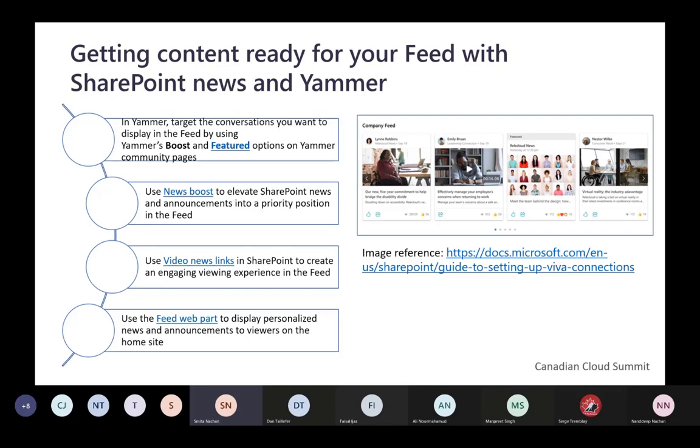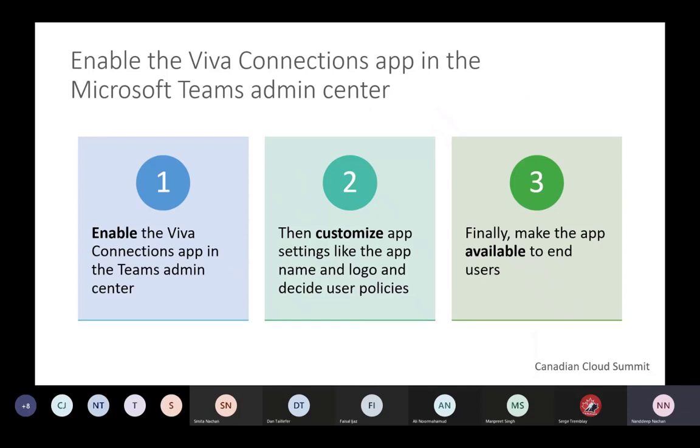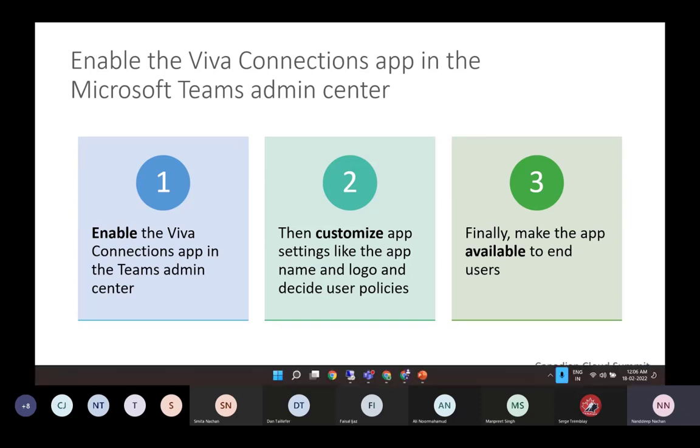So you will need administrative permissions, or for the edit you need edit permissions or higher permissions. So now that we have everything ready at our SharePoint end, let's move into Microsoft Teams and see how we'll be able to add the entire experience as a Viva Connections app. This is a 3-step process, and we will follow that as we go. Firstly, we just need to enable the Viva Connections app in the Teams admin center.